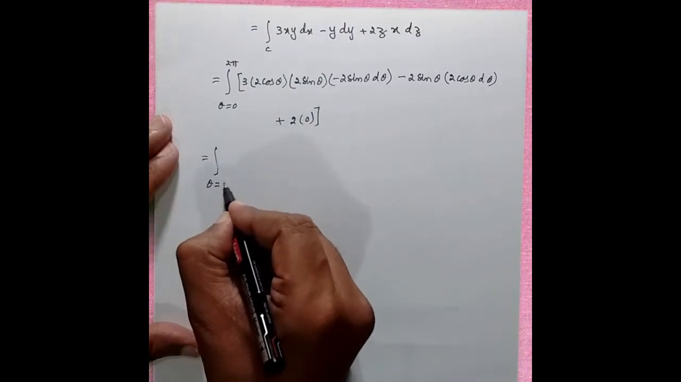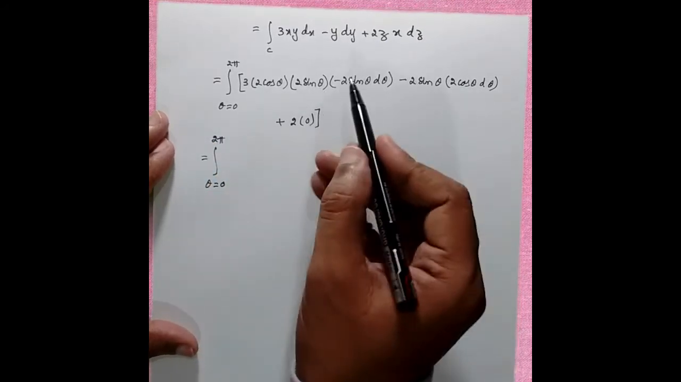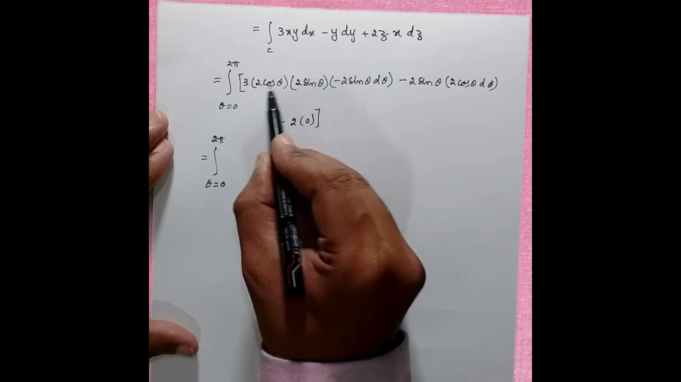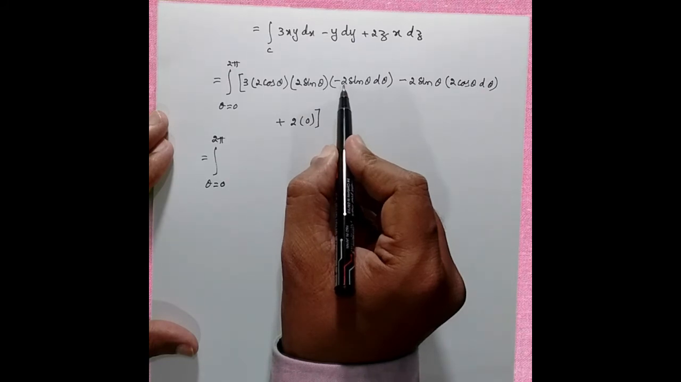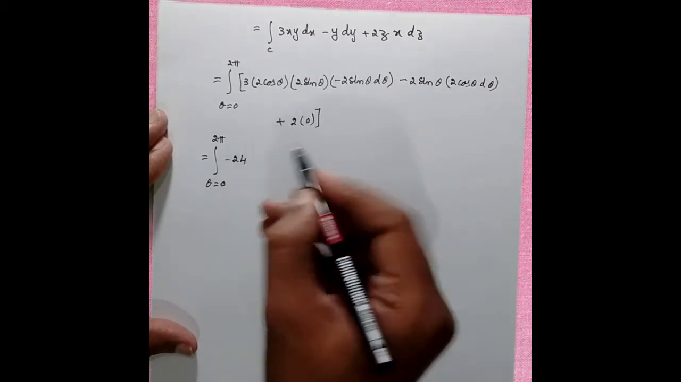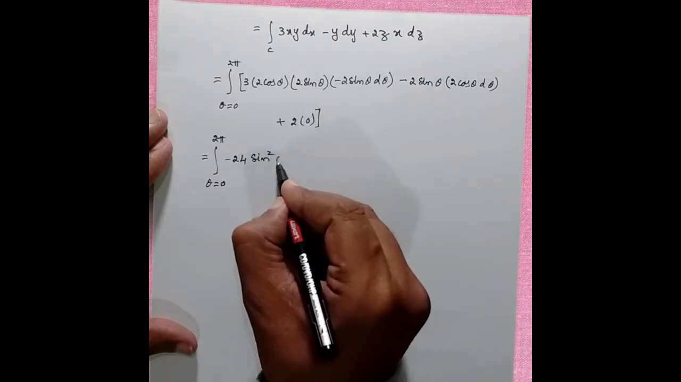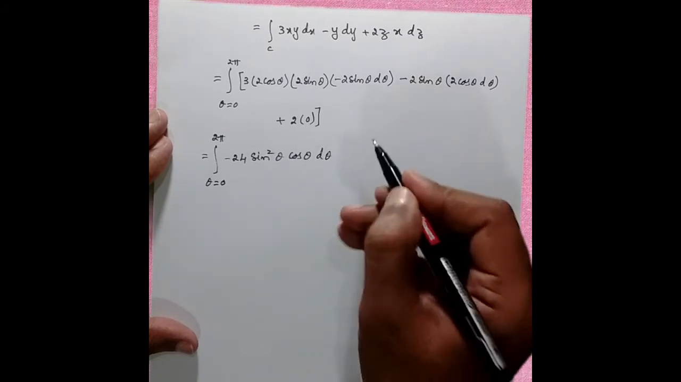Integral of theta is equals to 0 to 2 pi. So let us try to multiply it. Over here 3 times 2 is 6, 6 times 2 is 12, 12 times 2 will be 24, with negative sign, it's minus 24. Minus 24 times, we are having sine into sine, which will be sine square of theta into cos theta into d theta. This is the first value.